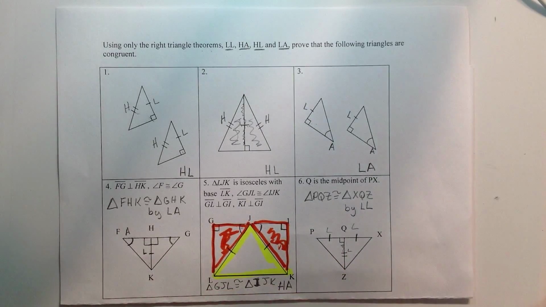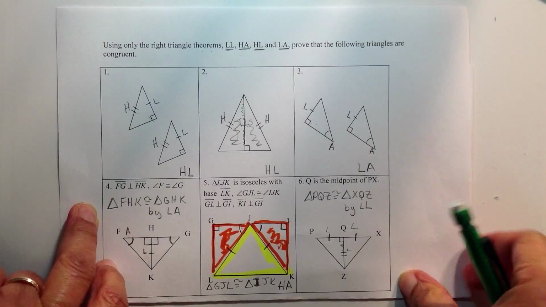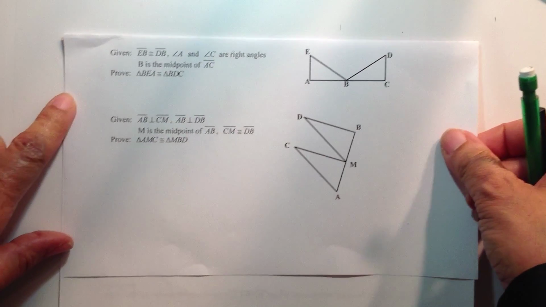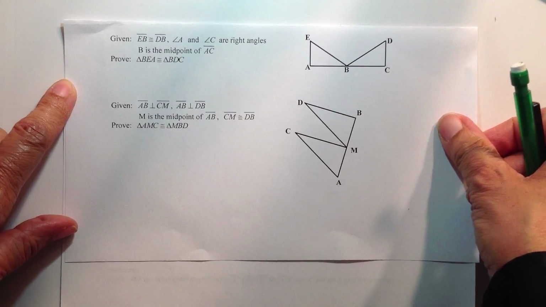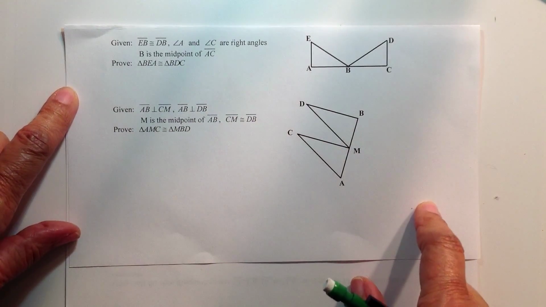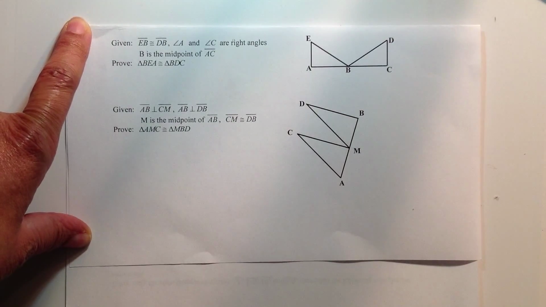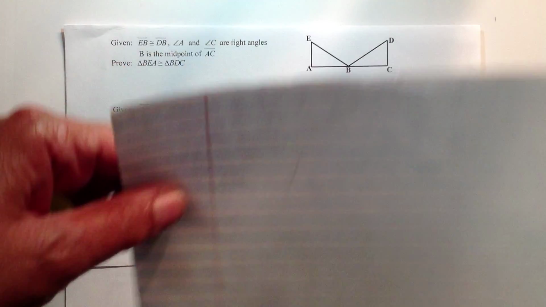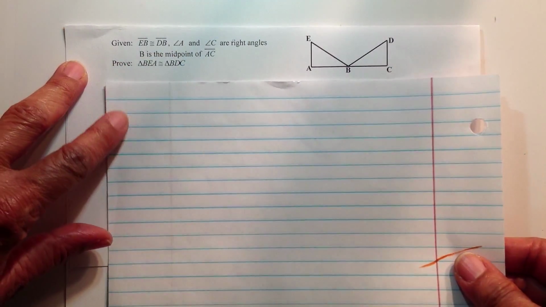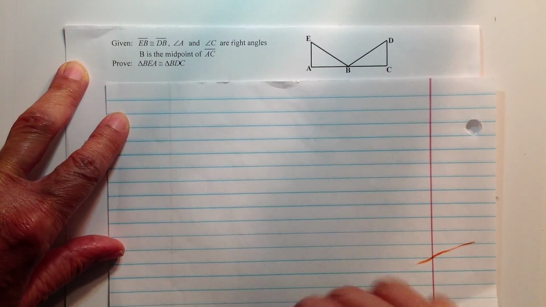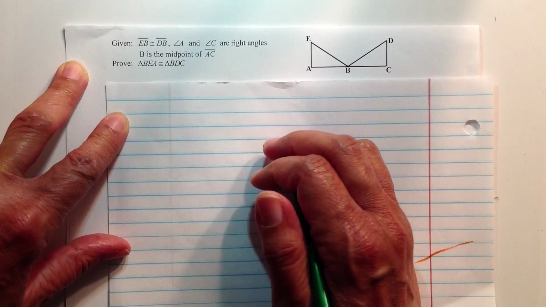All right, now we're going to move on to proofs, and we're going to do two proofs tonight. And I'm going to return to my favorite, the two-column proofs. So let's look at this first diagram here. And just to have enough room, I'm going to use a separate sheet of paper here.